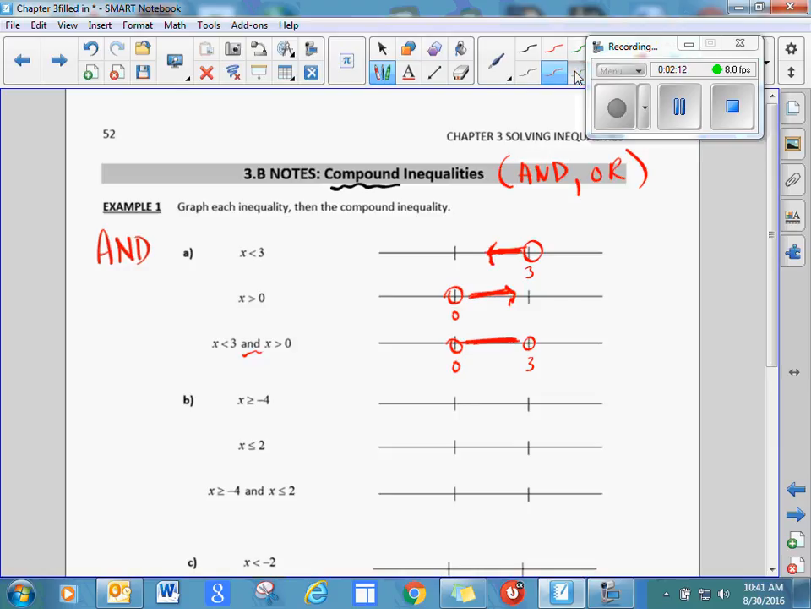And the way we write this for a compound inequality, our answer is that our numbers are less than 3 and greater than 0. So this is the way you write a compound inequality, and this is the graph associated with it.